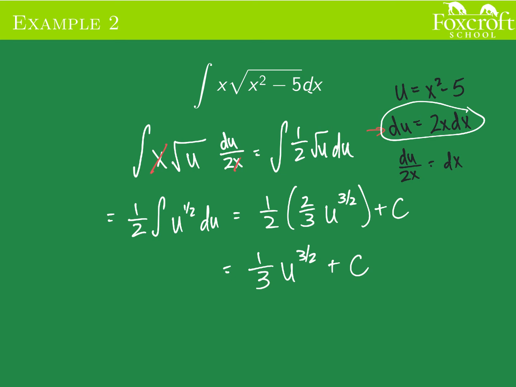And don't forget to do the very last step. All right, that's not your final answer. Our final answer should be the one with the x in it. So it's going to be 1/3 (x squared minus 5) replacing the u, and plus c. That's right.